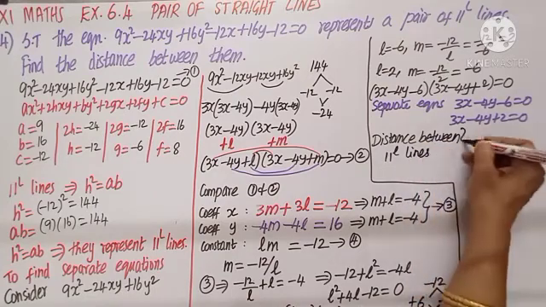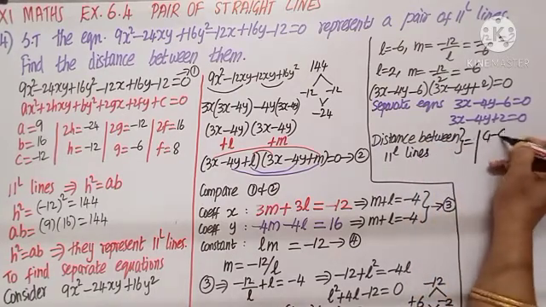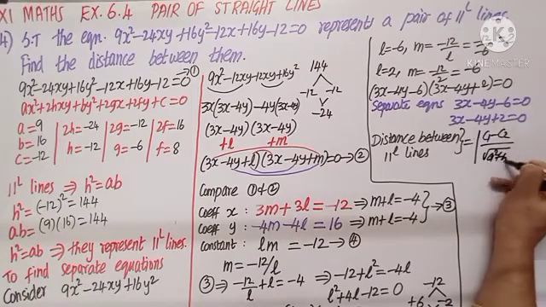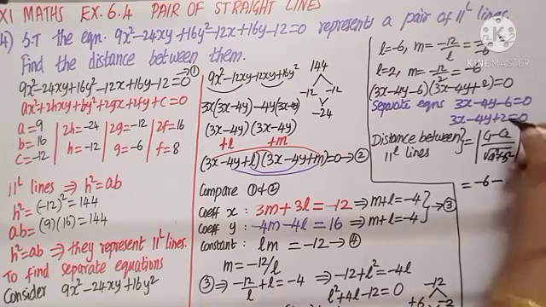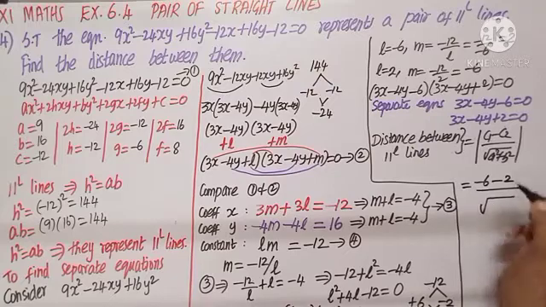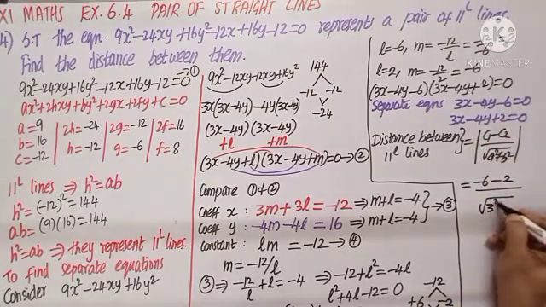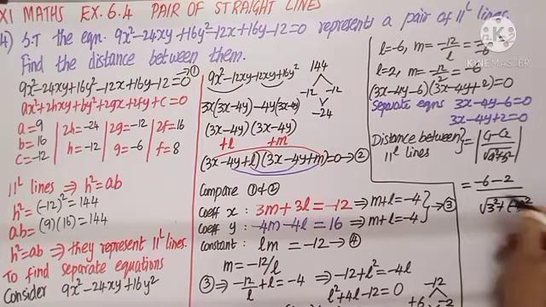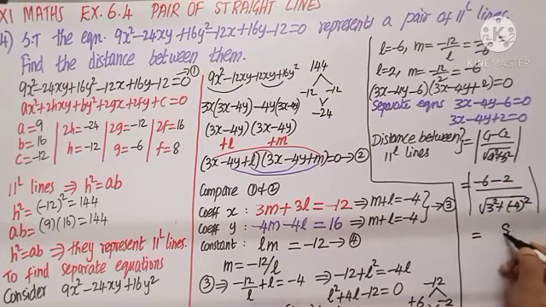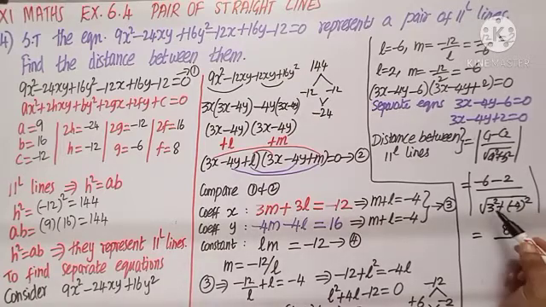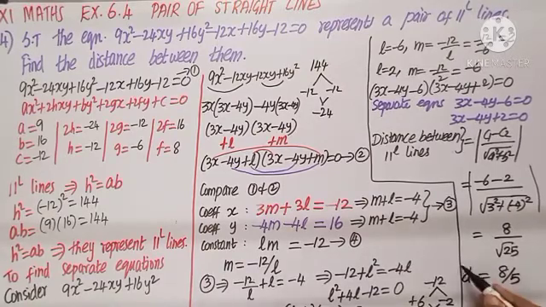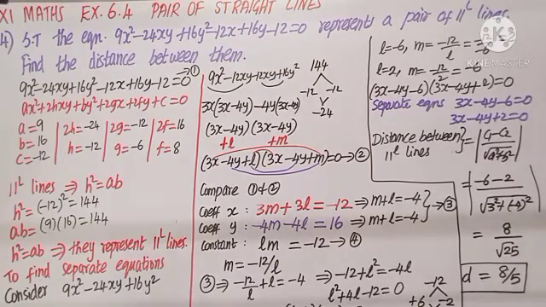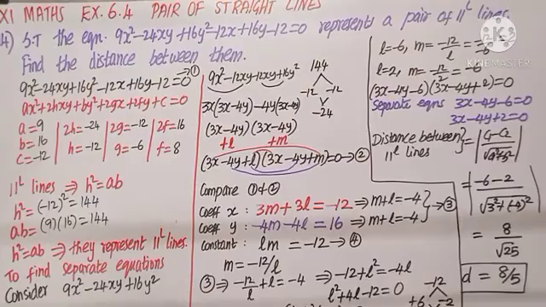What formula have we learnt? Modulus of C1 minus C2 by root of A square plus B square. Here C1 is minus 6, C2 is 2, divided by root of A square plus B square. A is 3, square, B is minus 4, square. When I take the modulus, write it as positive 8 by root of 9 plus 16, 25, square root is 5. So what is my answer? The distance between the two parallel lines is 8 by 5, and hence the problem.